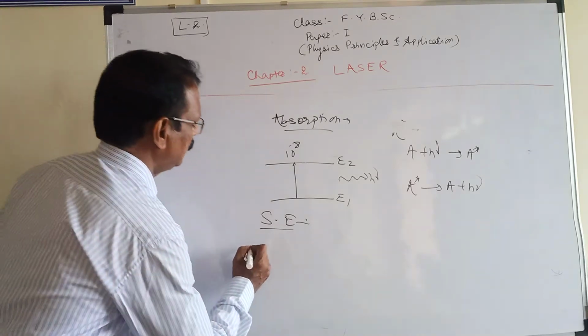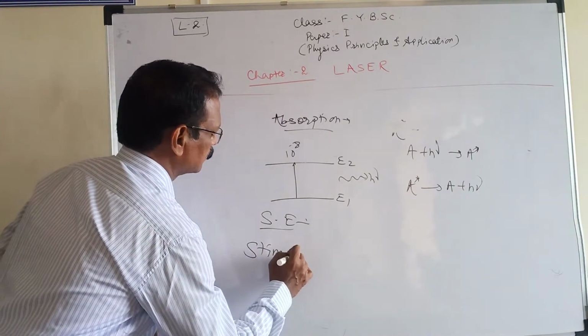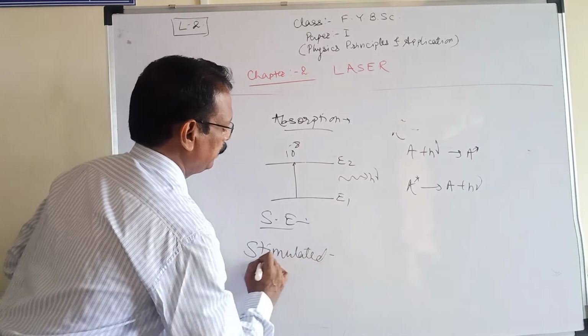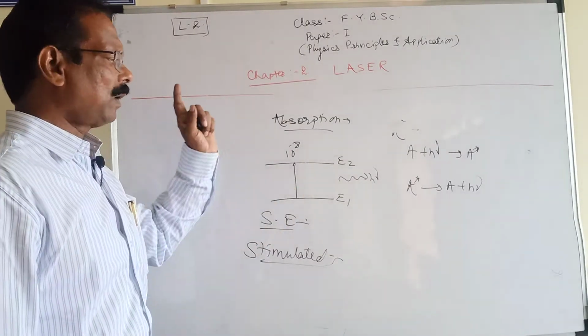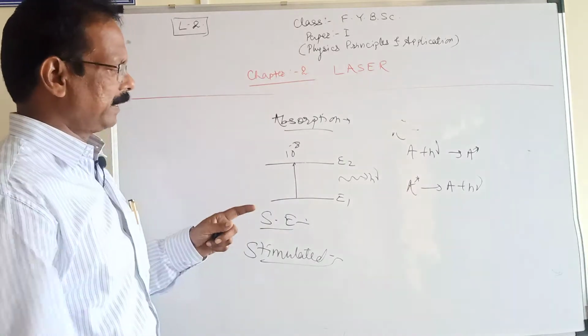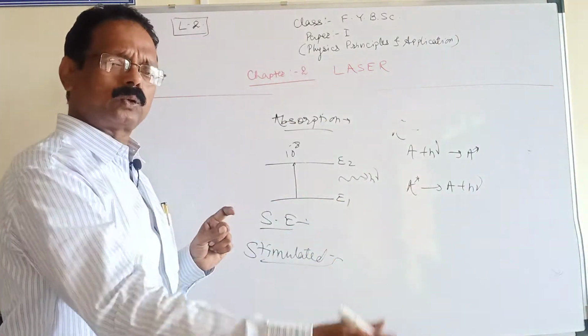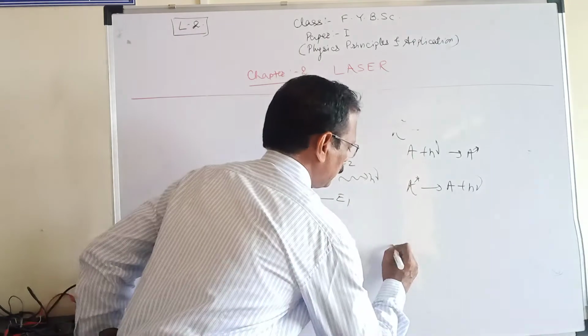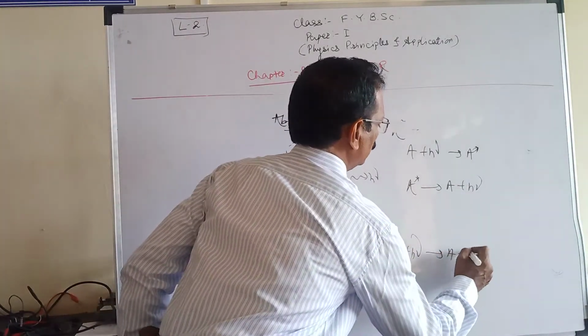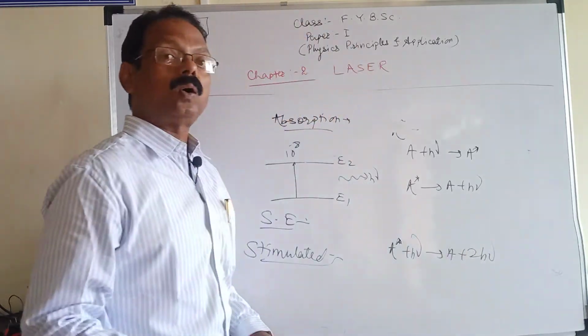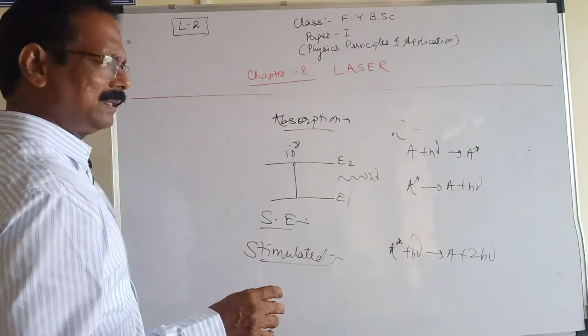And what is stimulated emission? We have to supply some energy to the atom which is in the higher energy level, and that atom is transferred to the ground state. The equation for that is A star plus hν gives you A plus 2hν. We defined all these things in the last lecture, so this is the revision of that.